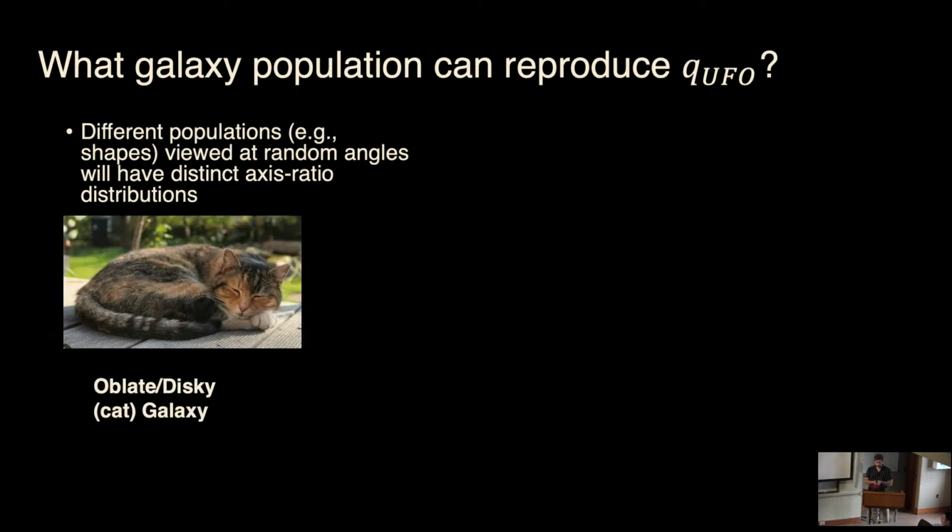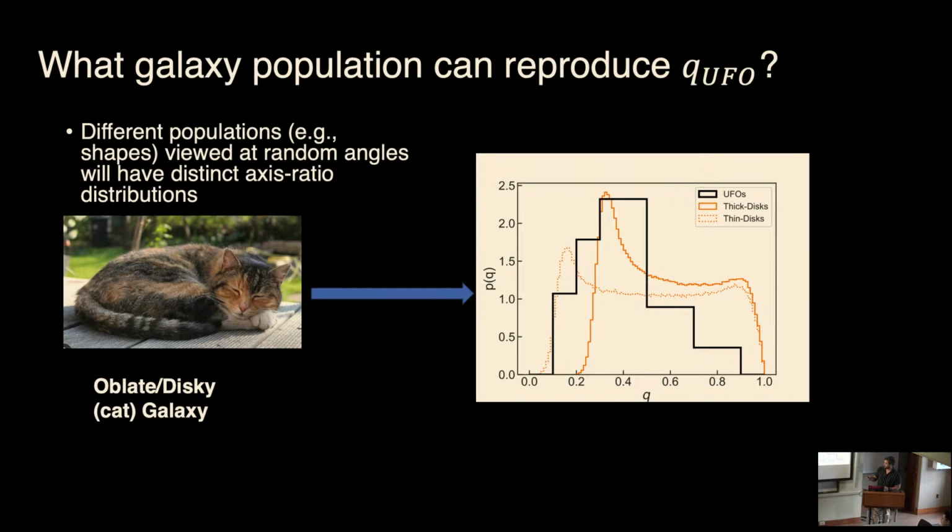If you have a disky cat, complete with spiral arm, then you expect something more like this. If you look at the disc edge on, it's going to have a very low axis ratio. If you look at it face on, it's going to have more of a circular axis ratio. So you can get the full range of axis ratios. And this does pretty good, but we're lacking these higher axis ratio objects that we might expect.